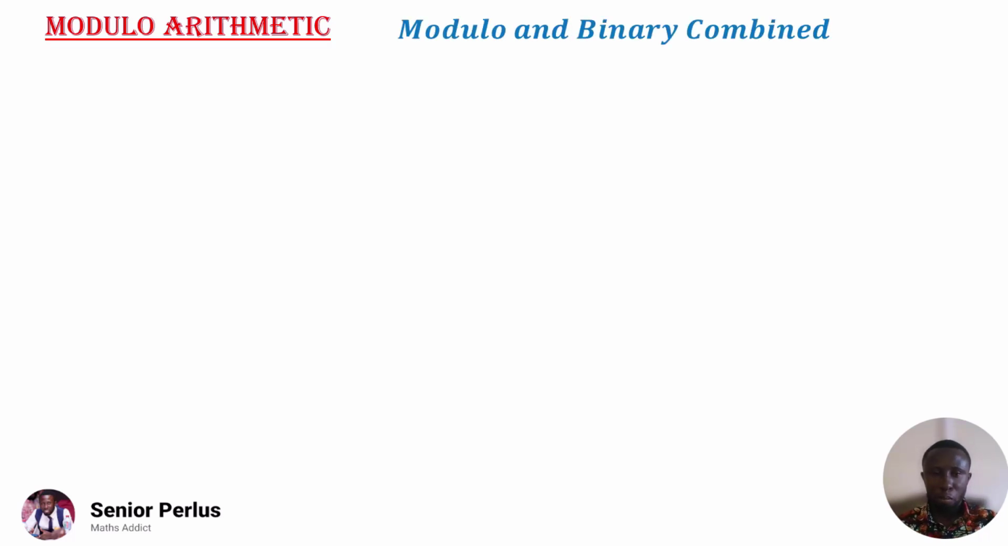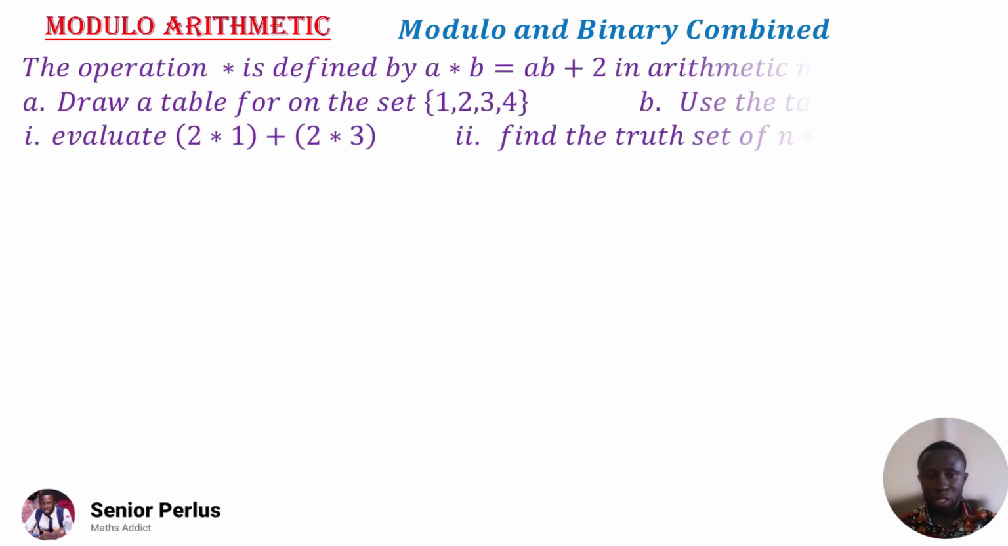Modulo Arithmetic, and we are still on the Modulo Arithmetic table, and this one will be our example 3, but this time it is the combination of modulo and binary, and we have talked about binary operations. Good. The operation star is defined by A star B is AB plus 2 in arithmetic modulo 5. So we are given binary and modulo. Draw a table for the set 1, 2, 3, 4.